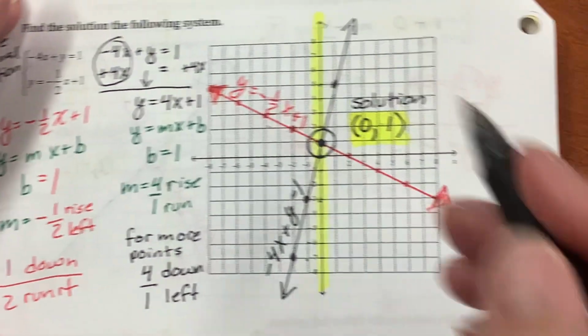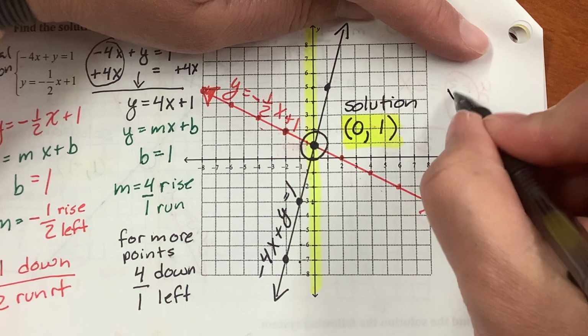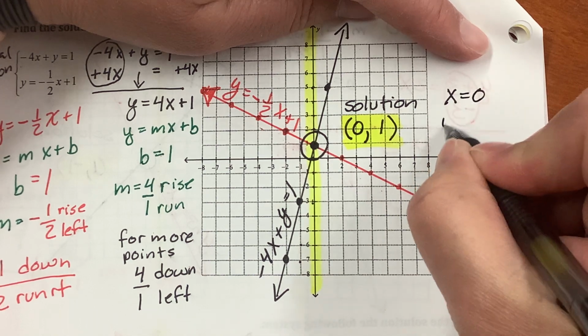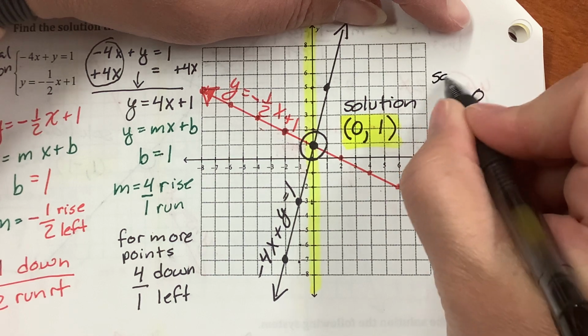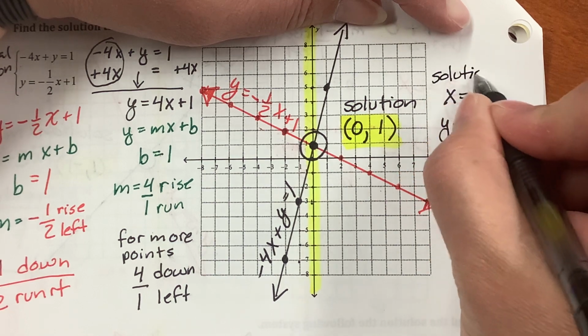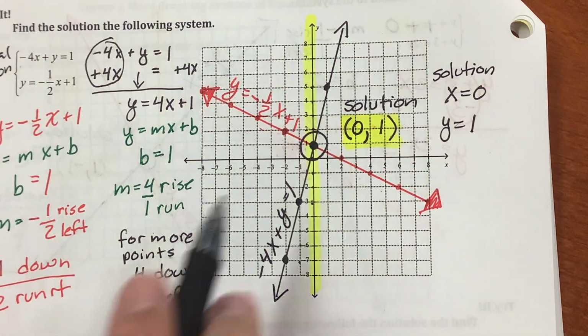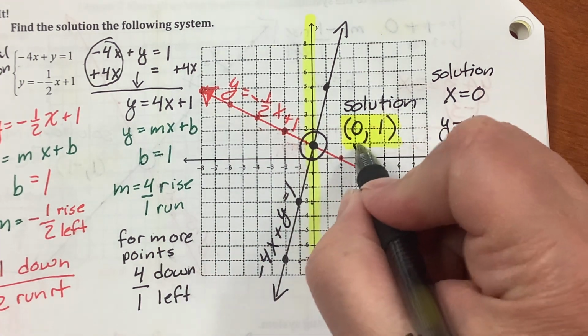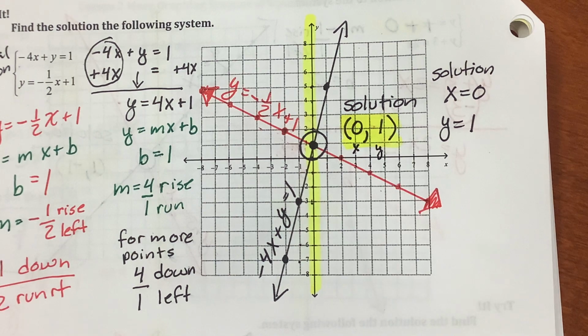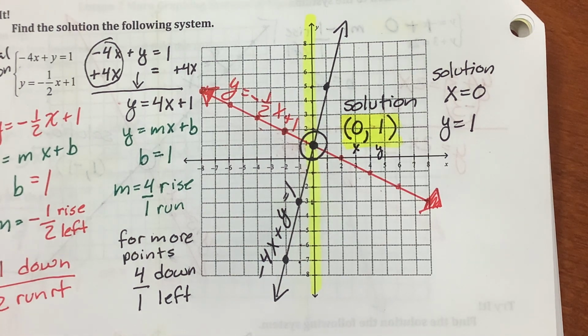Now you could write it like this. X equals 0, y equals 1, and call that a solution, because that's a different way to write the same solution. But in general, I like to write it as a coordinate pair with the x first and then the y. Okay, let's take a look at the next two problems.